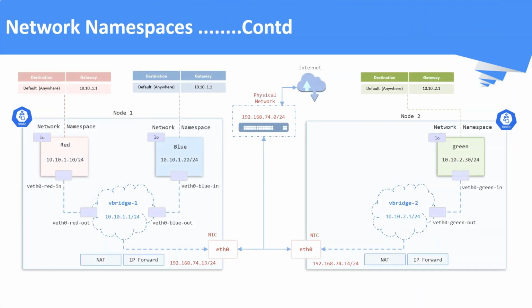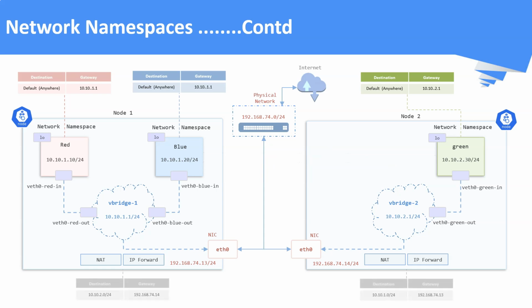How about the communication between the network namespaces that exist in two different nodes? From this picture, do we think that the blue namespace can reach the green namespace? No, it cannot. This is because the blue namespace does not know about the virtual bridge network number 2. Similarly, the green namespace does not know about the virtual bridge network number 1.